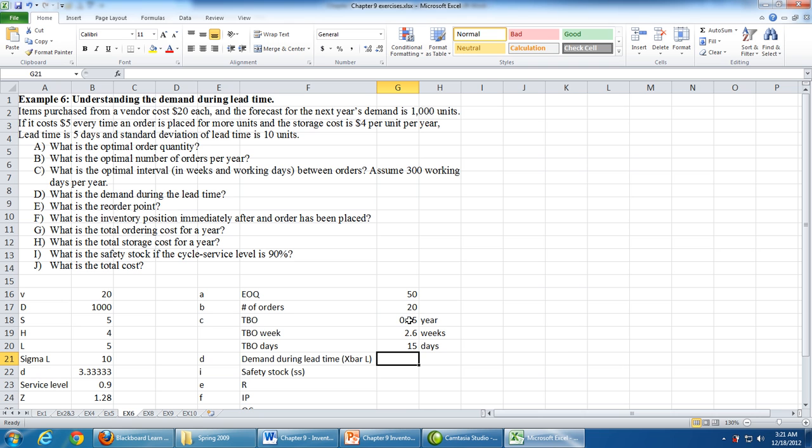Demand during lead time is average demand times the lead time. Average demand is small d, times the lead time of 10, about 8.33. Safety stock equals Z times sigma lead time. So the reorder point equals the average demand during lead time plus safety stock, which is 71.